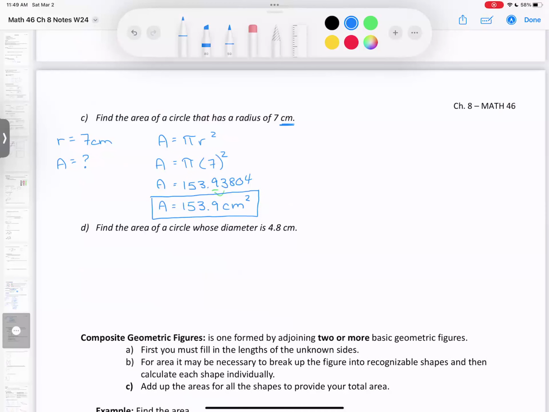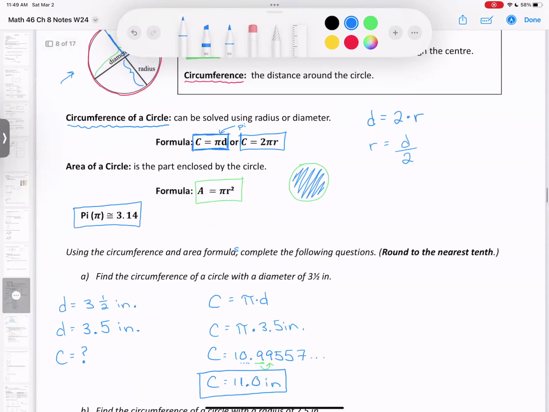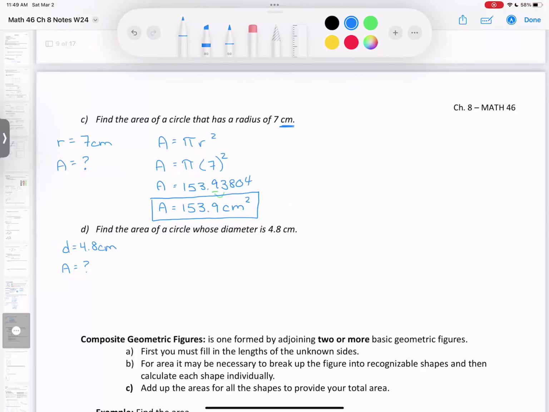Okay, last one here for circles. We have a diameter of 4.8 centimeters. Tricky. And we're looking for area. We don't have a formula for area using diameter, but we do know this one here. We know diameter is 2 times r, so radius is diameter divided by 2. The radius is always going to be half the diameter.